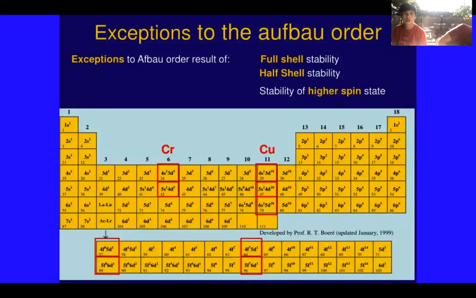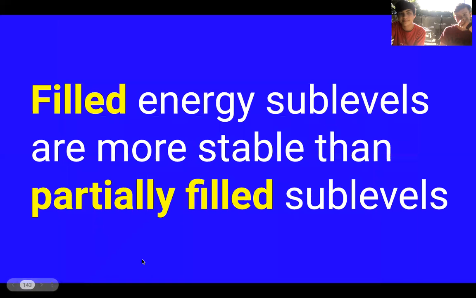Exceptions to the Aufbau rule are full shell stability and half shell stability. So chromium is here, copper is here. These want to get a half-filled d5 shell, so they'll steal an electron from the 4s shell. Instead of 4s2, 3d4, it'll be 4s1, 3d5. Same with copper: instead of 4s2, 3d9, it'll be 4s1, 3d10. And these are also exceptions.